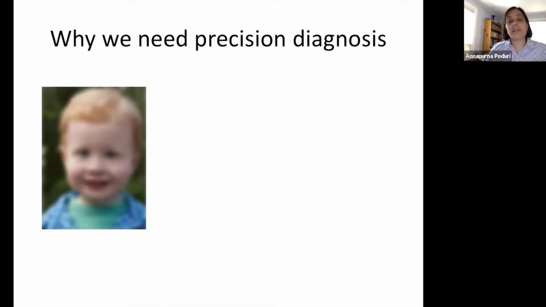So here's our first case. And what I would really like to emphasize here is that our precision medicine capability really rests on our precision diagnosis capabilities. And as clinicians, we need to see each case as a potential precision diagnosis opportunity. So this is a little boy named Berg. His parents have allowed me to use his picture and name.